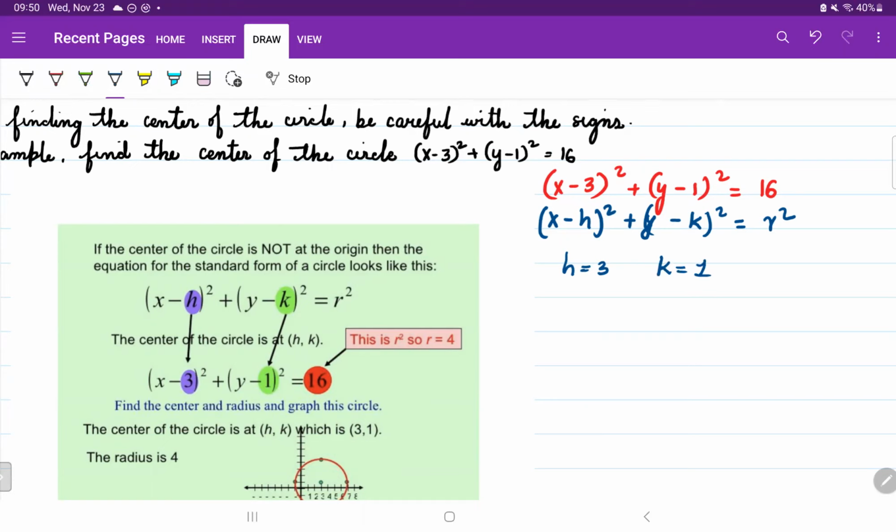Sometimes we make these small mistakes where in a hurry, we think that h is minus 3 and k is minus 1. But if you closely look at the formula, it is minus h, and we want only h and only the k. That's why h is 3 and k is 1, and r square is 16. So r is root 16, which is technically plus or minus 4, but we only consider plus 4 since we are talking about the radius, which is distance, and it's always positive.